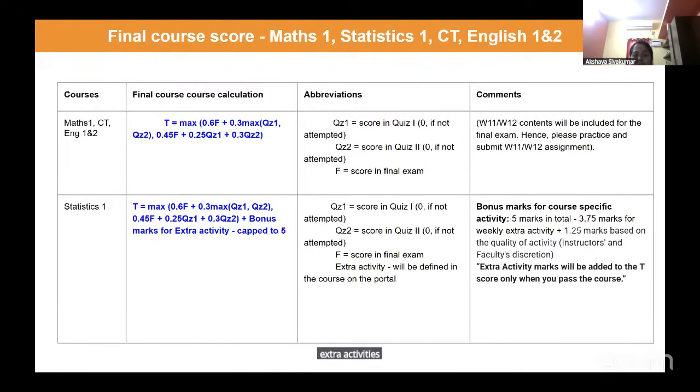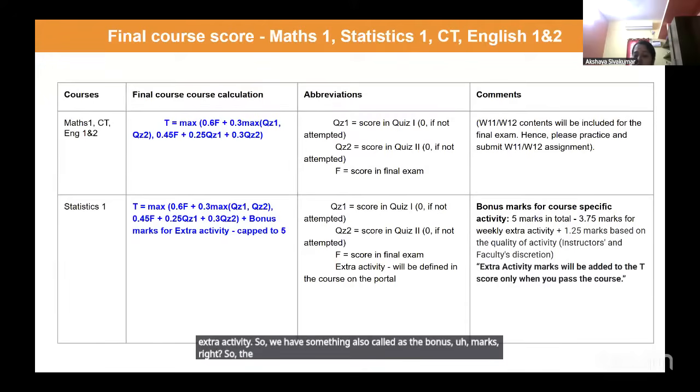So we have something also called the bonus marks, right? The bonus mark calculation is also given and the condition for it is also tabulated. Okay. Moving on to the next slide.